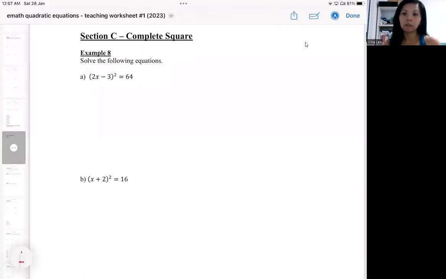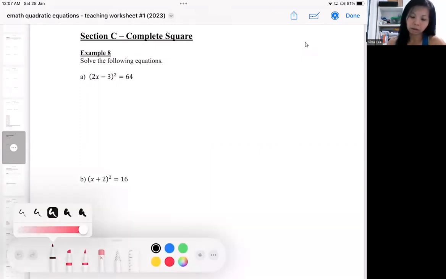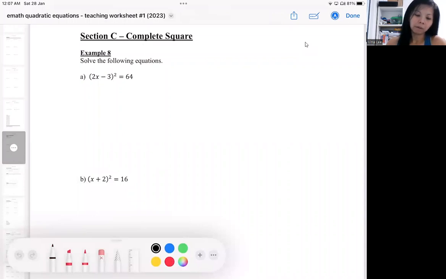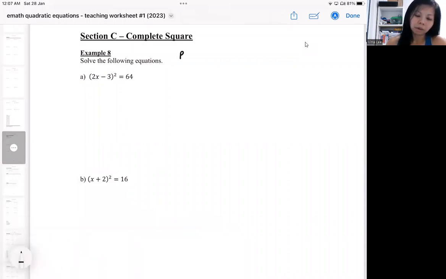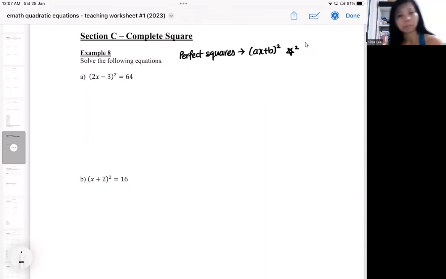Okay, so for this section, we are learning the idea of completing the square. Before we learn the actual idea of completing the square, let's look at the concept of a perfect square. Perfect squares look something like (ax + b) squared. It can be generally anything with a square.